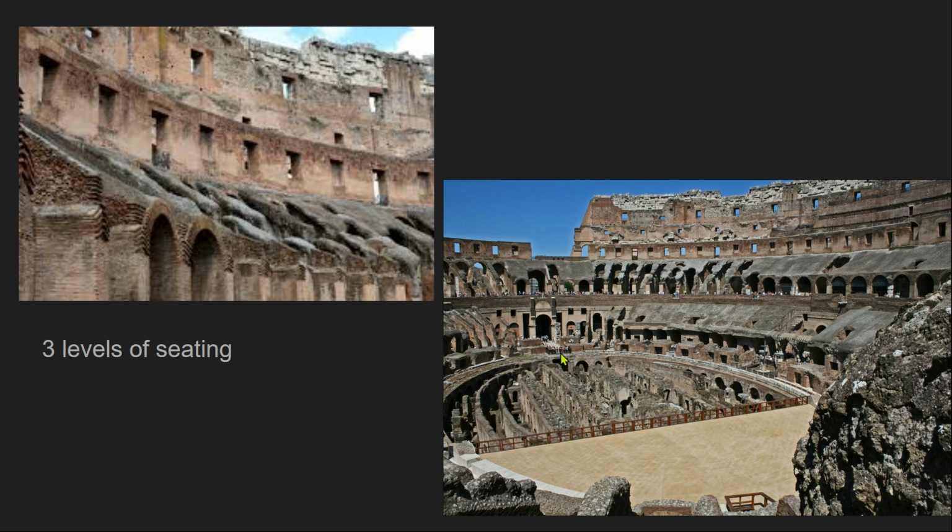Underneath the arena, you can see all these passageways, and so that allows for trap doors, etc. There's a movie called Gladiator. It's pretty bloody and risque, but it gives a pretty good depiction at least of the different passageways underneath the arena and the trap doors, etc.